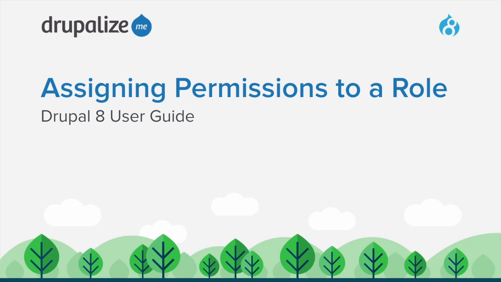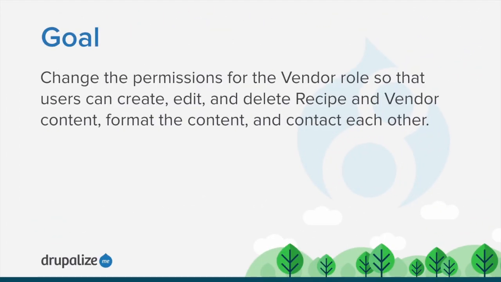In this tutorial, we'll walk through how to assign permissions to a role. By the end of this tutorial, you'll understand how to change the permissions for the vendor role so that those users can create, edit, and delete recipe and vendor content, format the content, and contact each other.